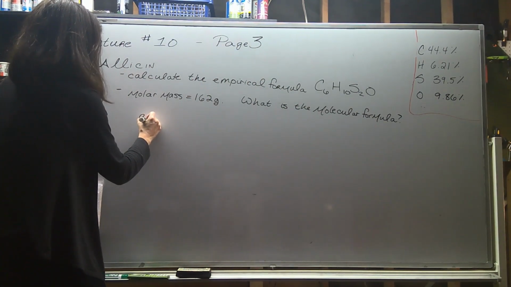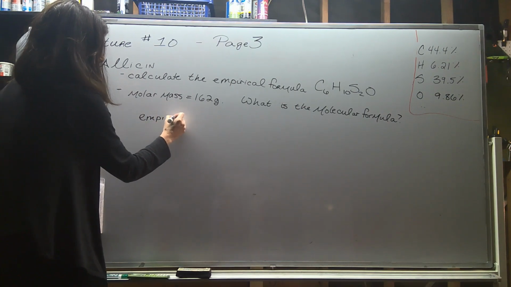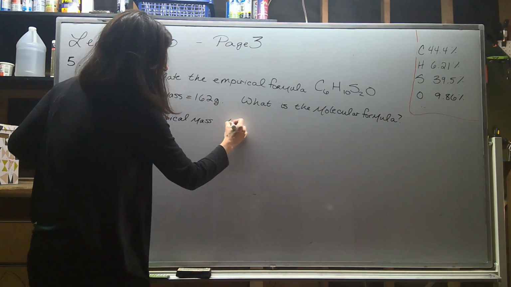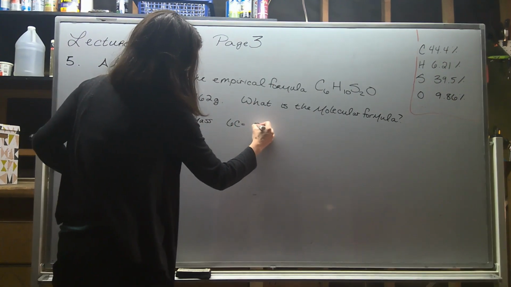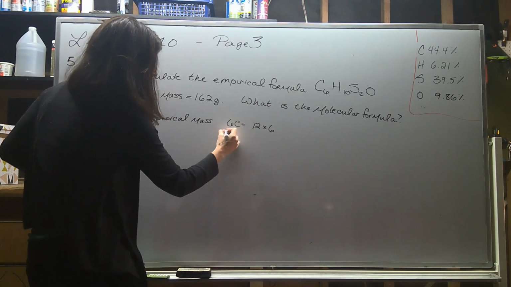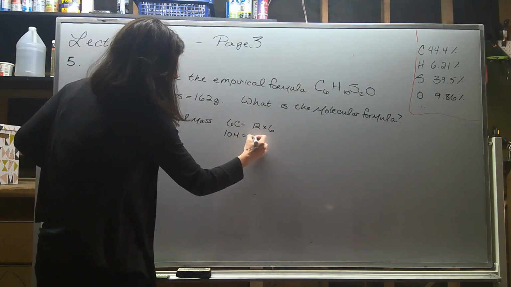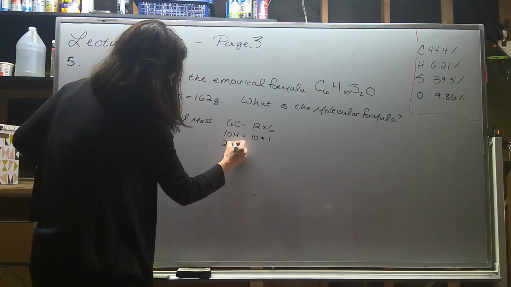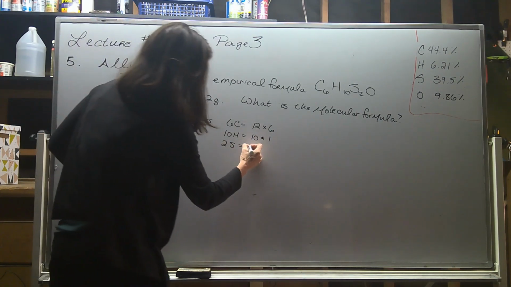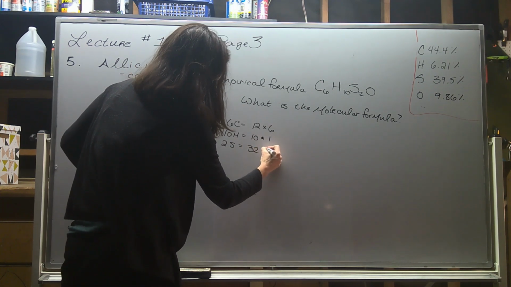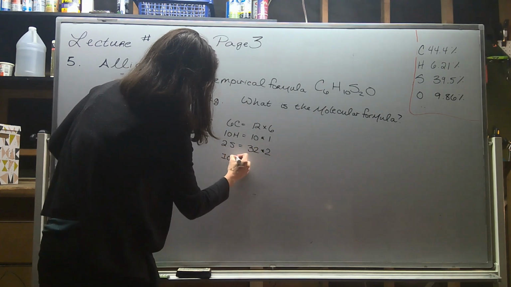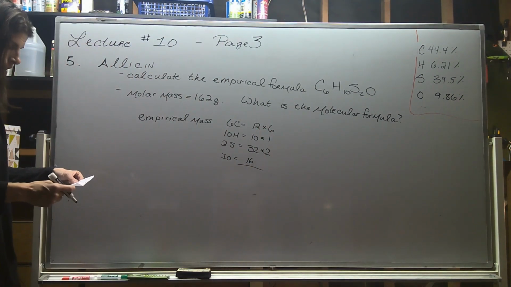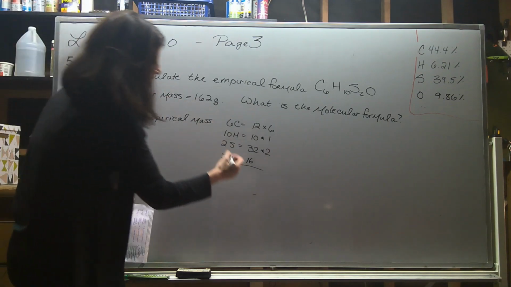So the empirical mass of this compound, well, we just figured out we have 6 carbons. So I'll do 12 times 6, and we have 10 hydrogens. Just estimating my values here, 10 times 1. 2 sulfurs. Sulfur comes in at about 32, so 32 times 2. And 1 oxygen. So if you throw that all on your calculator and get a mass, you get 162.